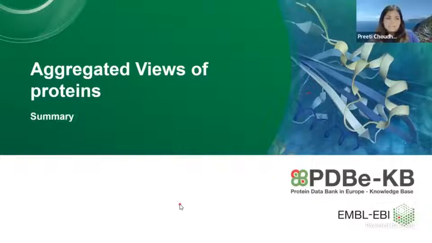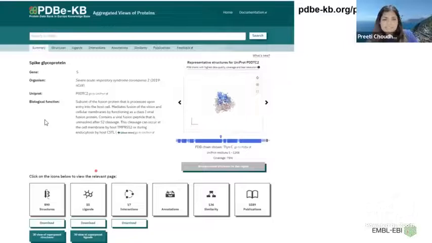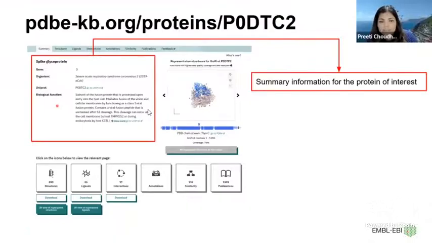Let's look into the aggregated view of proteins in detail. We'll start first with the home page, which shows the summary of the protein. Here you can see a brief view of the summary page. This essentially gives you the name of the protein, in this case spike glycoprotein, which organism it is from, the UniProt accession, and all the other biological functions involved in this particular protein.